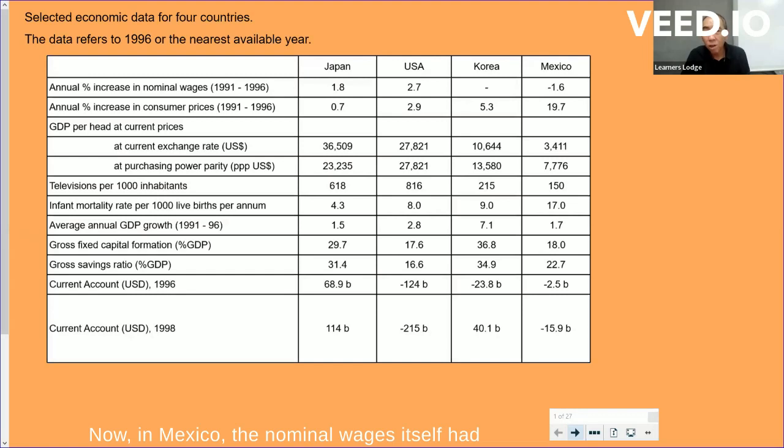Now in Mexico, the nominal wages itself had fallen over the 5 years by 1.6%. On top of that, inflation rate was 19.7%, causing the real value of the wages to fall even further, by a 21.3% decline. So if the question is asking whether Japan, Mexico, or USA have the greatest increase in real wages, Japan, being the only country shown in this table that has any increase at all, would be the country that has the largest increase in real wages. So that's the correct answer.